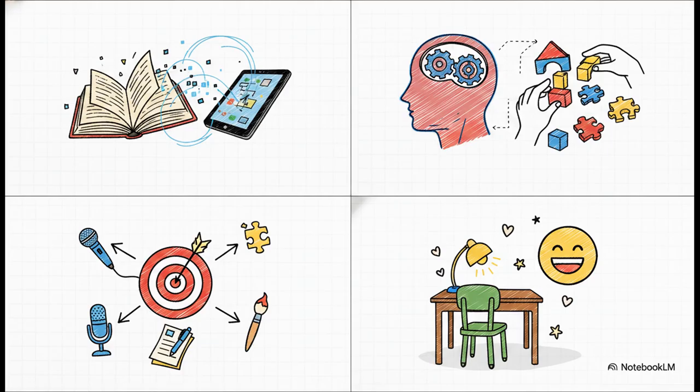Third is product, which is offering diverse ways for kids to actually show you what they know. Think of a choice board where a student can choose to write a traditional essay or record a podcast. And finally, environment and affect, optimizing the physical and emotional vibe of the room itself.